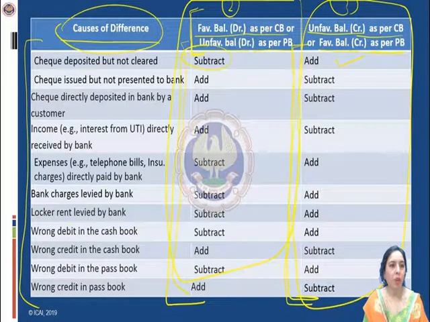Next entry, locker's rent levied by the bank or wrong debit given in the cash book. In both these cases, if you are starting with case 1 balance, then they are to be subtracted, and in case number 2, they are to be added. Reverse to this, if wrong credit has been given in the cash book, that is to be added in case 1 and to be subtracted in case 2. If there is any wrong debit in the passbook, then it is to be subtracted in case 1 and to be added in case 2. Wrong credits in the passbook, if any, will be added in case 1 and subtracted in second case.